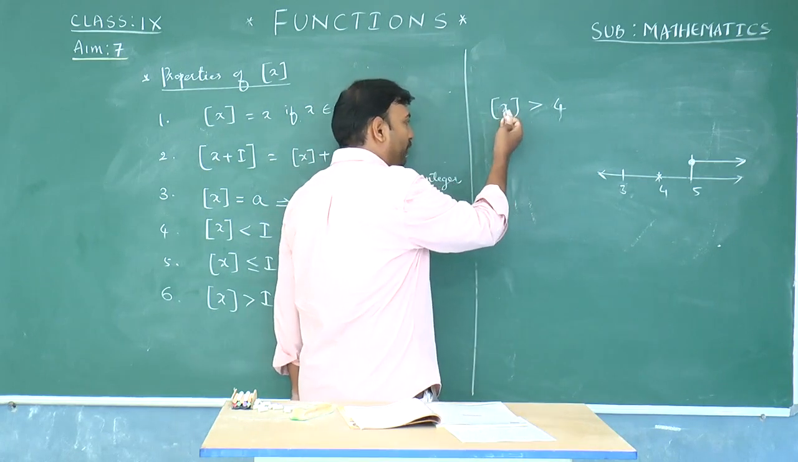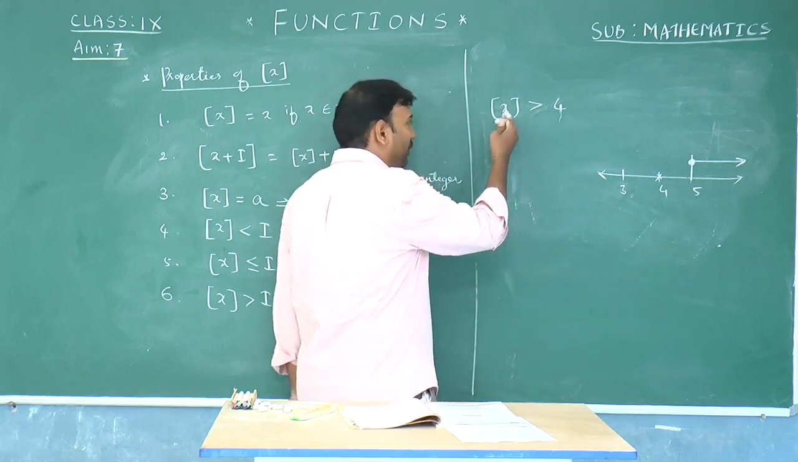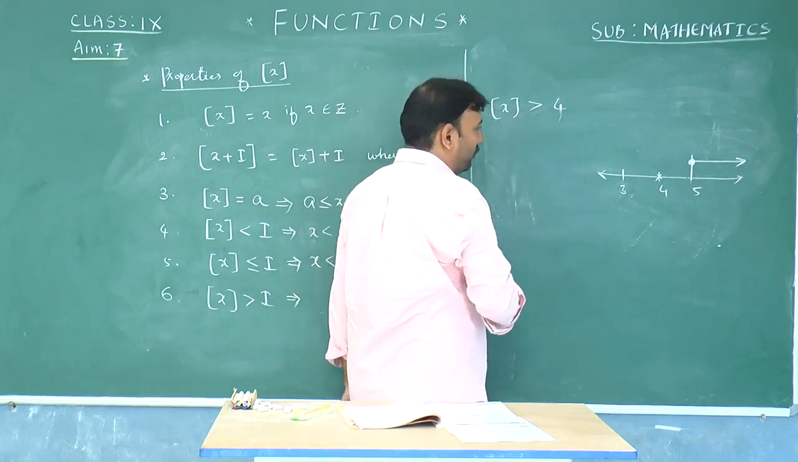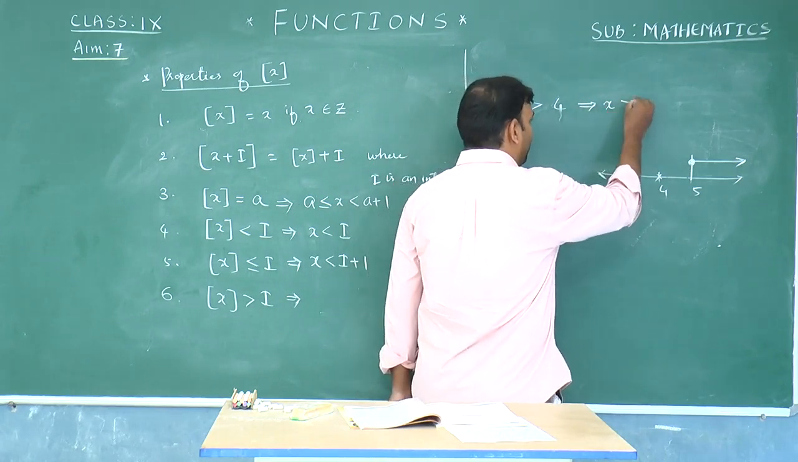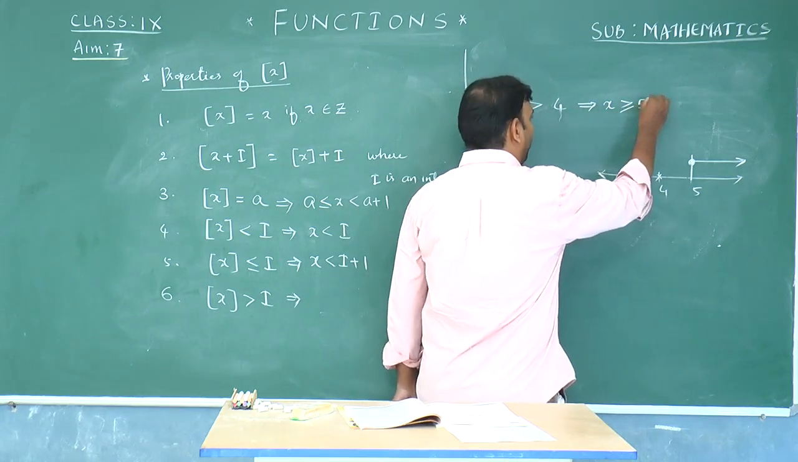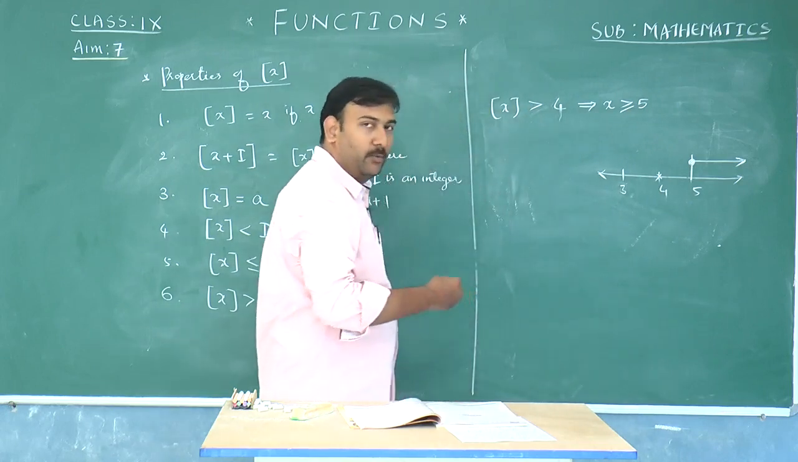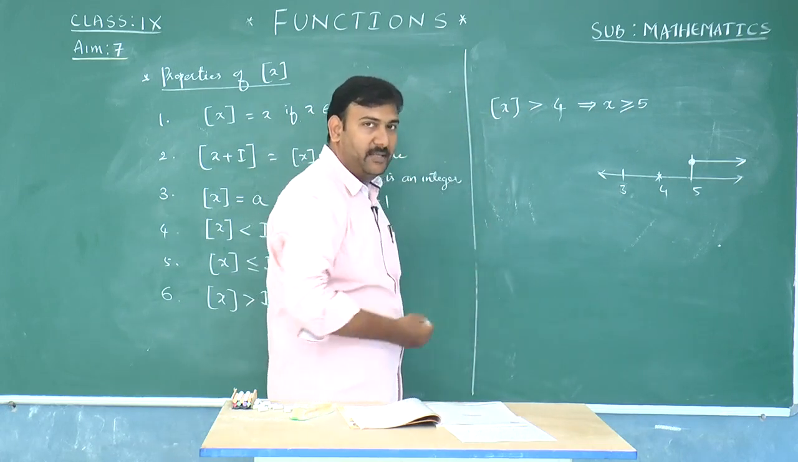If I take 5.3, the step of 5.3 is going to be 5, which is greater than 4. So the value of x which satisfies this inequation is going to be x greater than or equal to 5. That means the number 5 or more than 5 is going to satisfy the inequation.